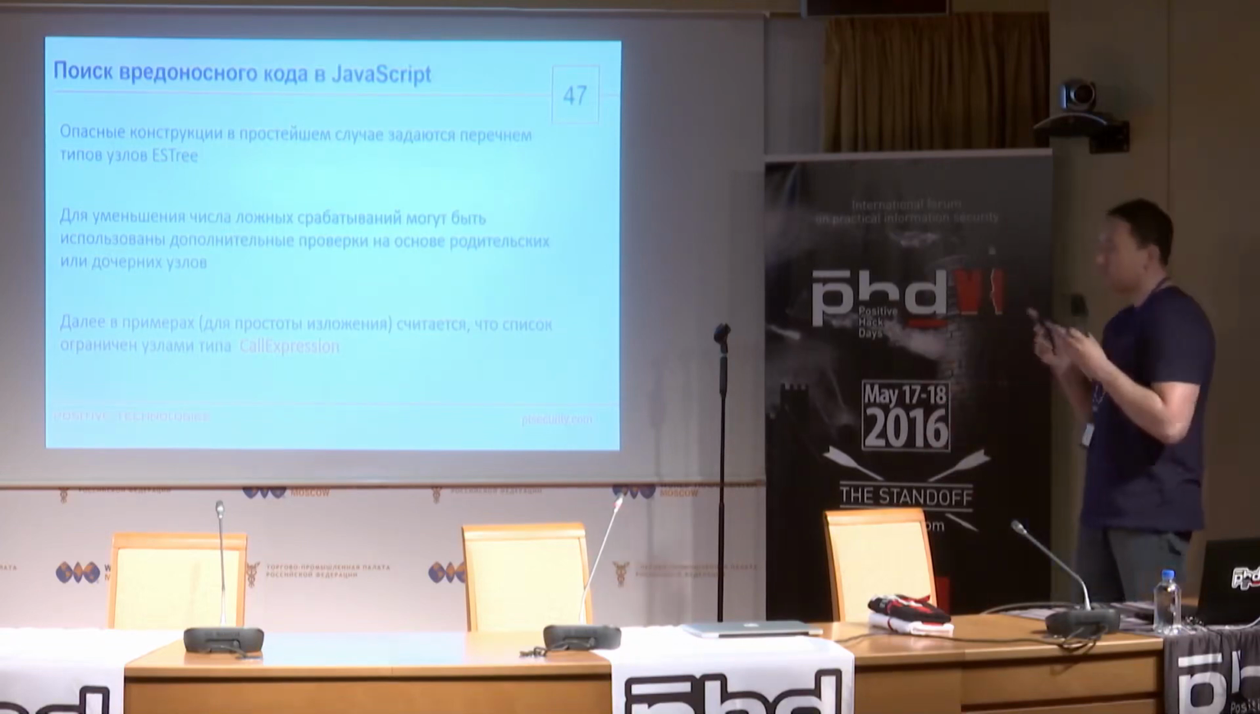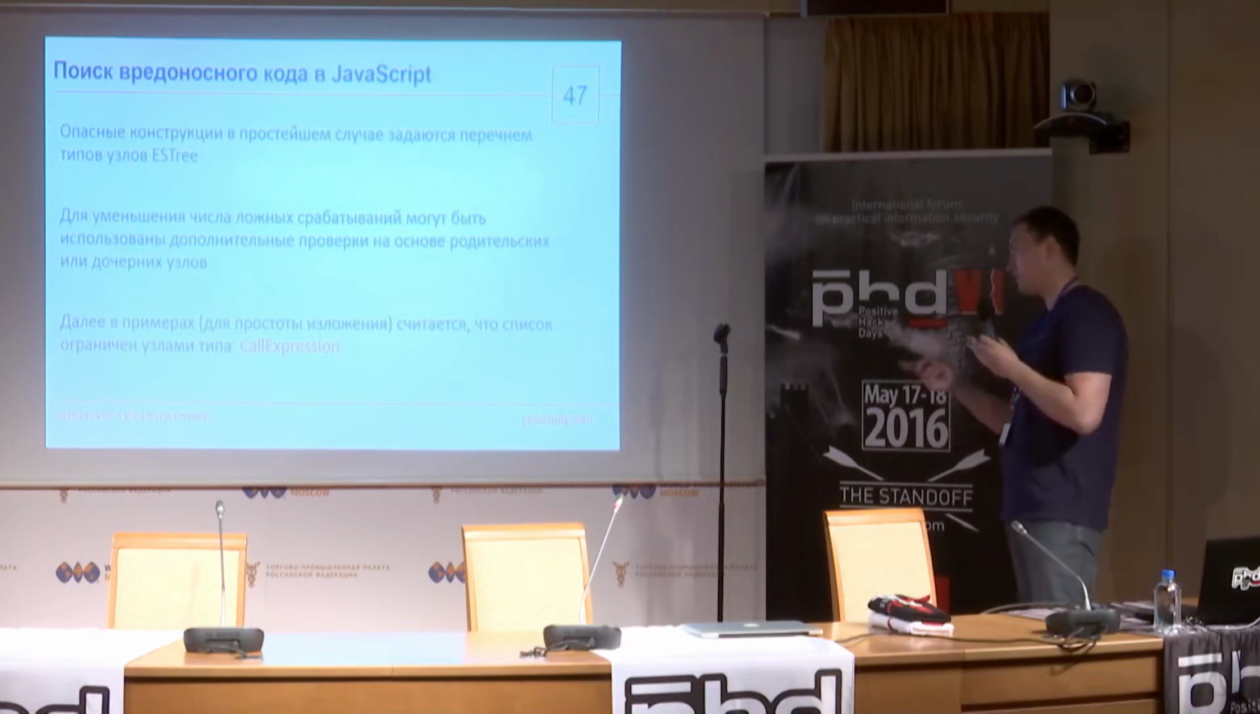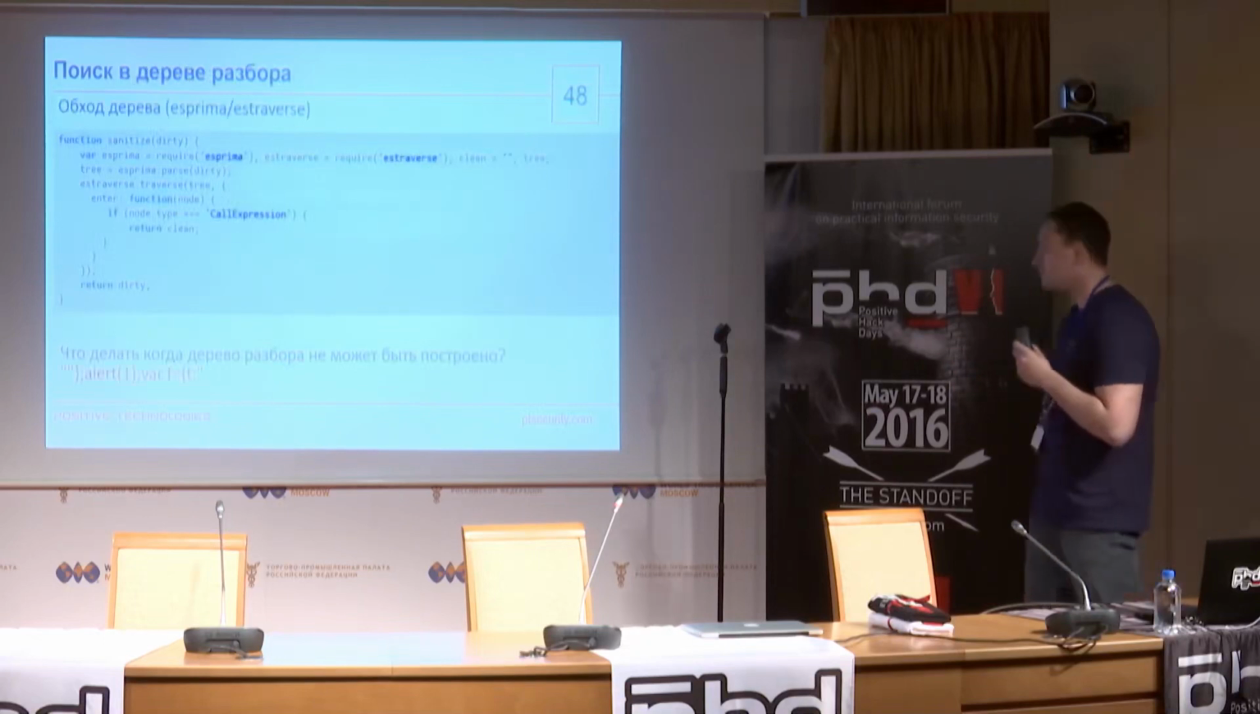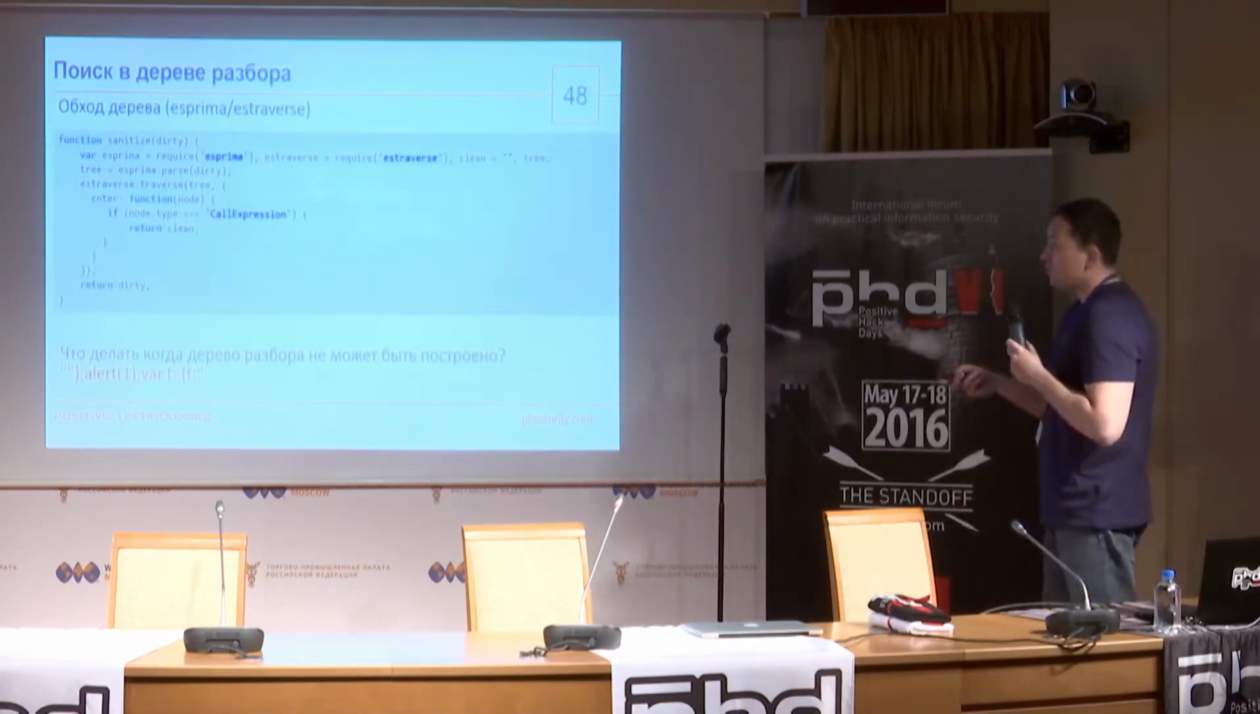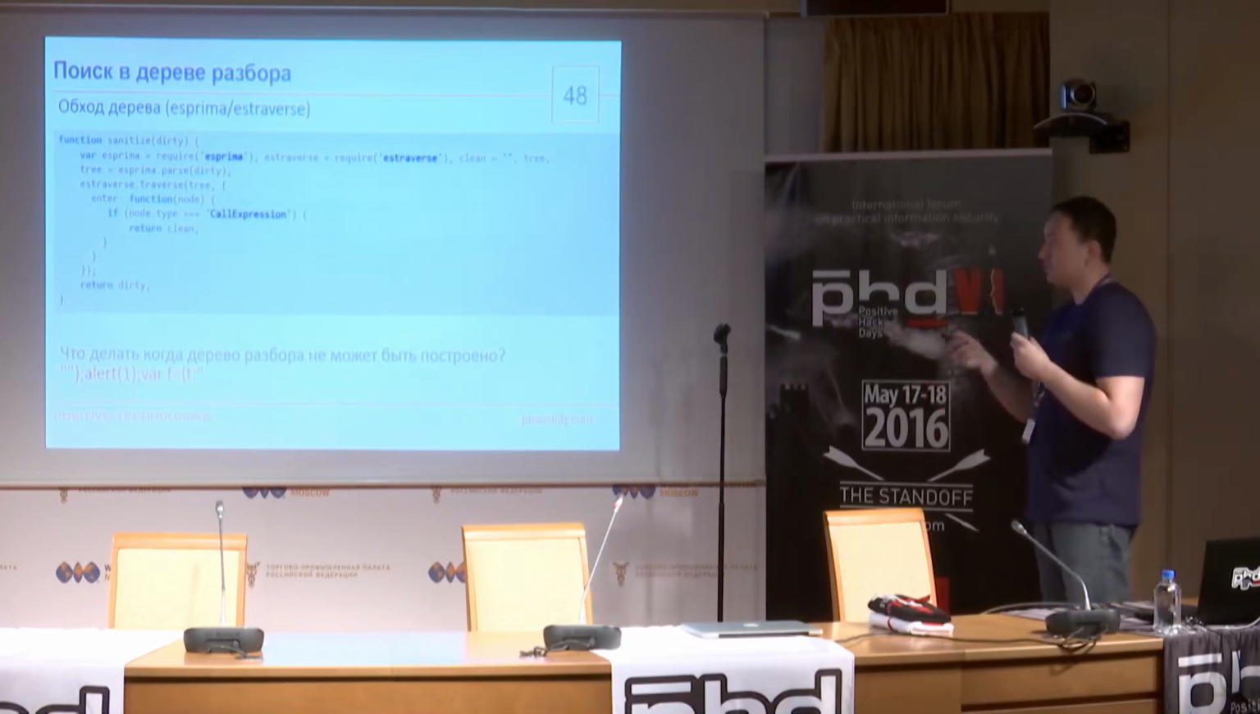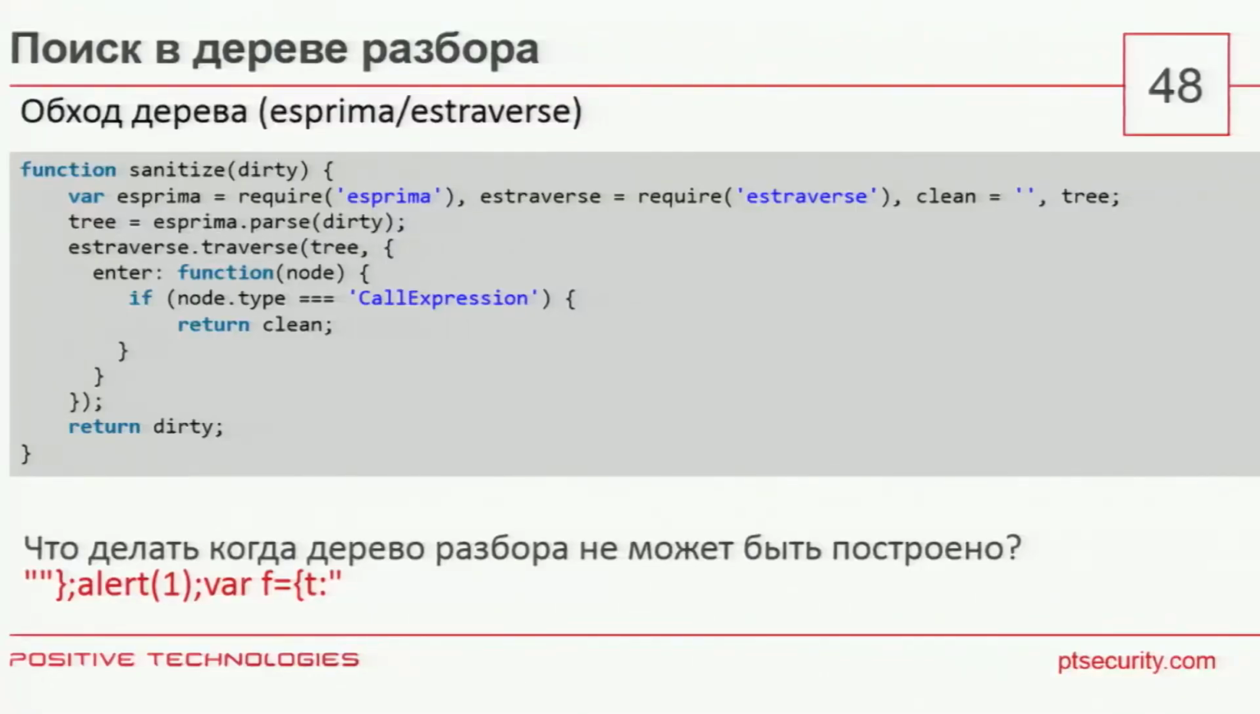In these examples, for the sake of simplicity, we'll assume that the security policy defines banned nodes as call expression type nodes. Here is an example of how, in the simplest case, we can just look for the existence of banned nodes. We run through this tree, go from the root, and find a call expression. It all looks great, but we immediately get a problem, which is shown here.